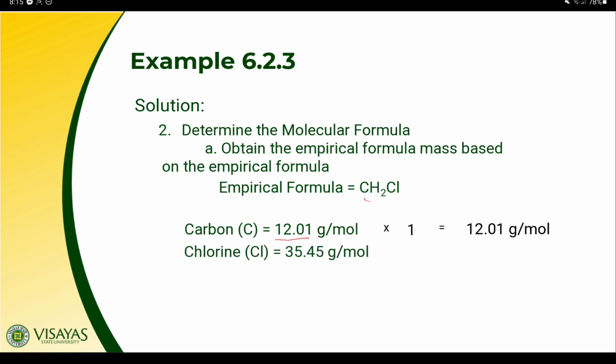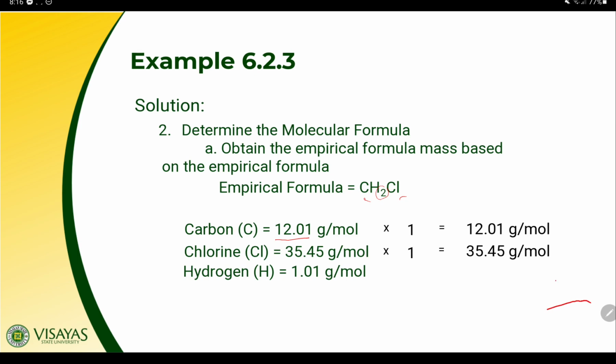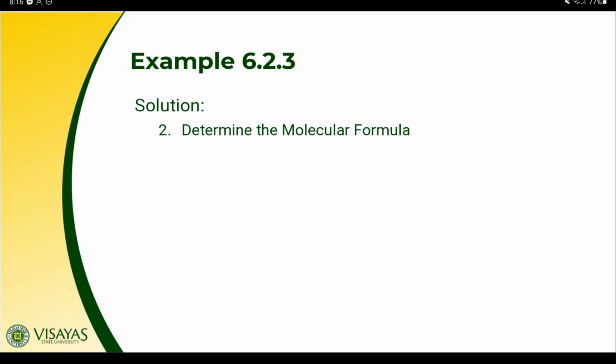For chlorine, its molar mass is 35.45 grams per mole. We only have one chlorine atom here, so we multiply that by 1. And for hydrogen, its molar mass as found in the periodic table of elements is 1.01 grams per mole. We multiply that by 2, since we have 2 hydrogen atoms in the empirical formula. So that becomes 2.02 grams per mole. So the empirical formula mass therefore is, so we get the sum of the three values, 49.48 grams per mole.